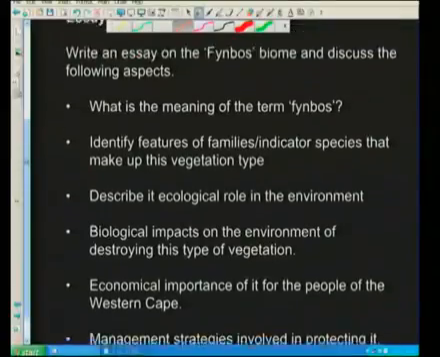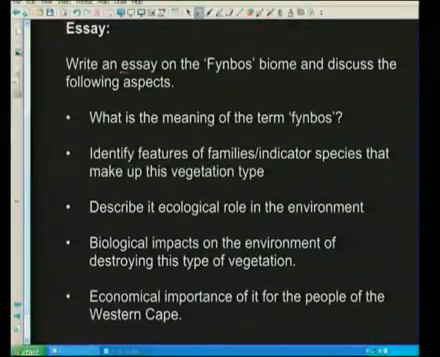All right. It says, write an essay on the fynbos biome and discuss the following aspects. Now, if you look at it, there's 1, 2, 3, 4, 5 different aspects. Now, what's important, I'm going to give you a few tips of how to write an essay. Now, the first tip is that you must answer the question. Now, with this essay, they've given you subheadings, and that makes it so much easier to write an essay. So often, they give you a long essay topic without any subheadings, and that makes it a bit more difficult.